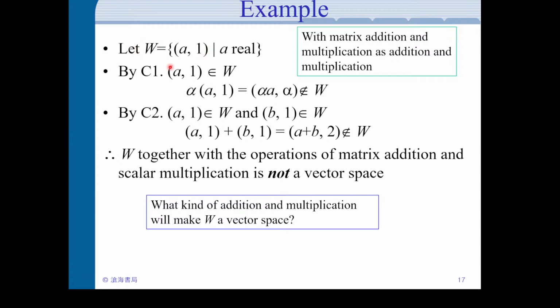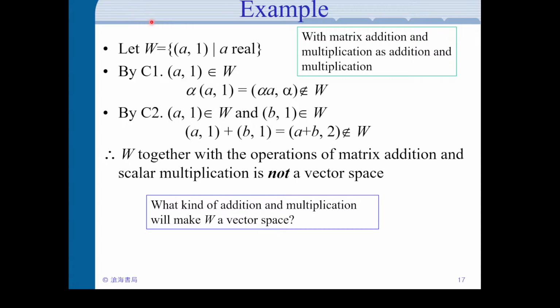So W is a set of row vectors of dimension 2, where the first element is anything but the second element is 1. We think about this W, and we make some addition rule and multiplication rule on it. Since it's a set of matrices, we just use matrix addition and matrix scalar multiplication as the addition and the multiplication on this set. We want to see whether this is a vector space.